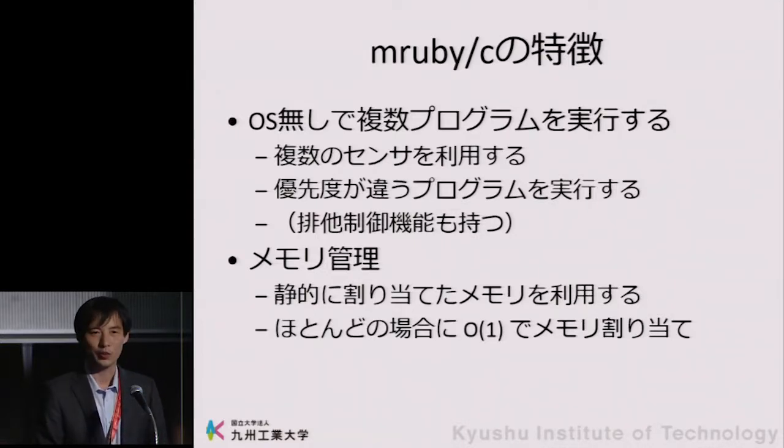And the feature, because there is no OS, differs from mruby or Ruby. Ruby has support from the OS. However, mruby-C cannot get such support from the OS. So it has to operate multiple programs without an OS, and memory maintenance, which would normally be done by the OS, has to be done by itself. These are many issues that mruby-C has.